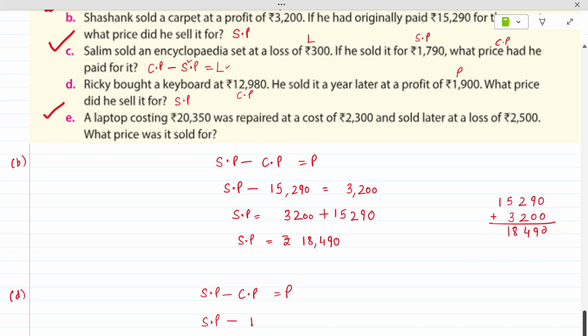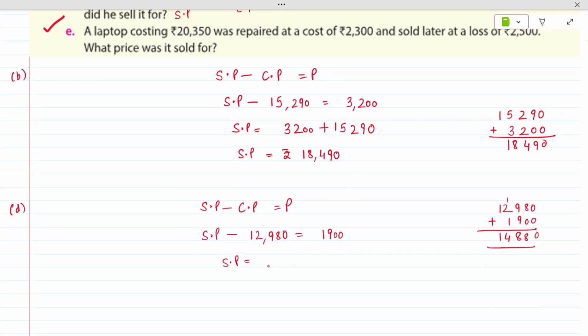Cost price is given to us as 12,980. Profit is given to us as rupees 1900. Okay, so SP is equal to 12980 plus 1900. So this will be 0, 8, 9 plus 9 is 18, 8 here, 1, 2, 3, 4 and 1. So what is the answer? It is 14,880.